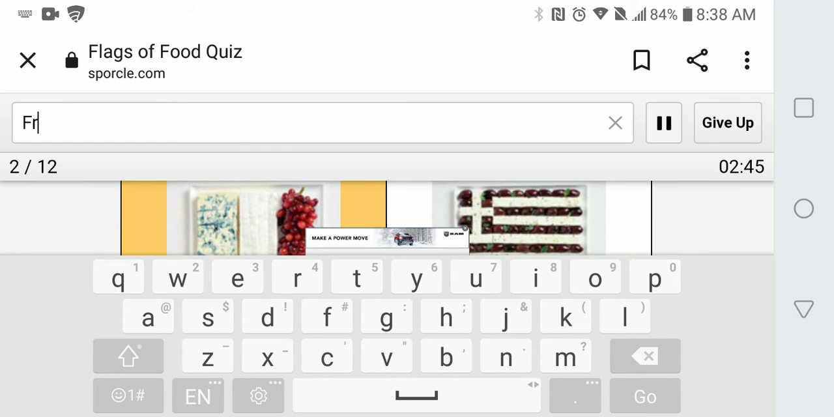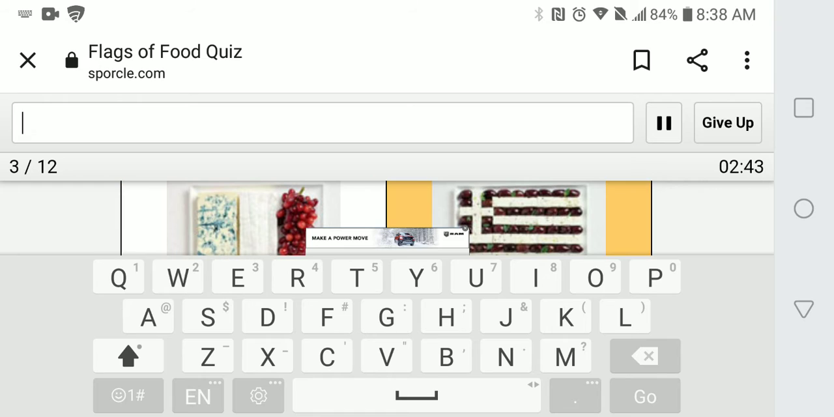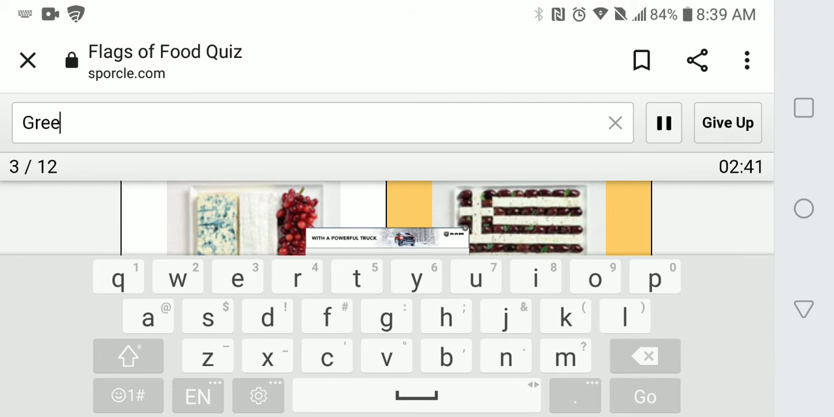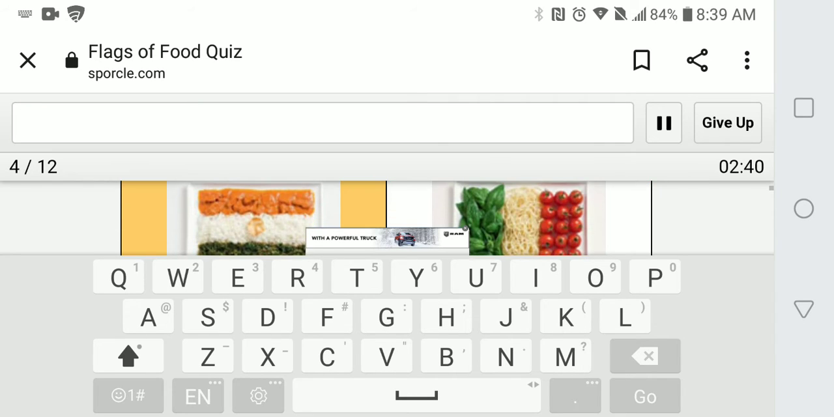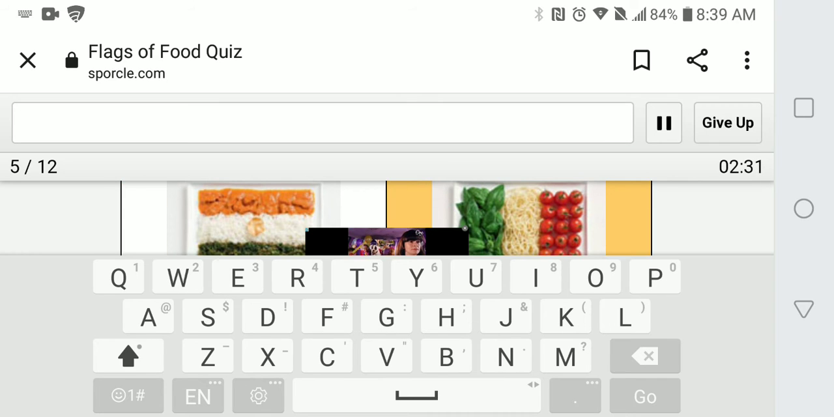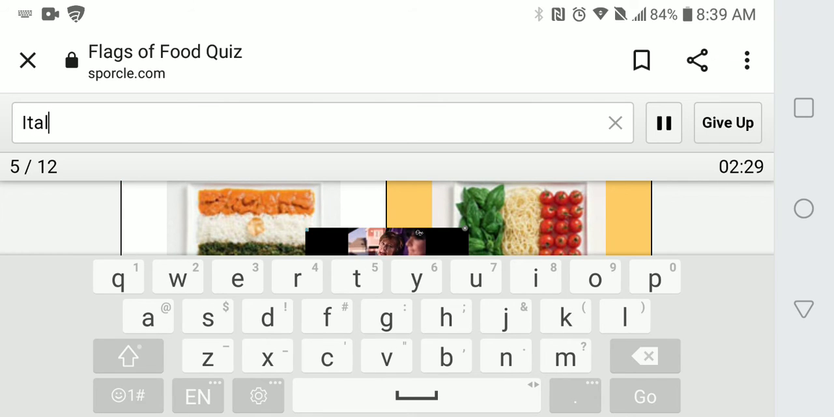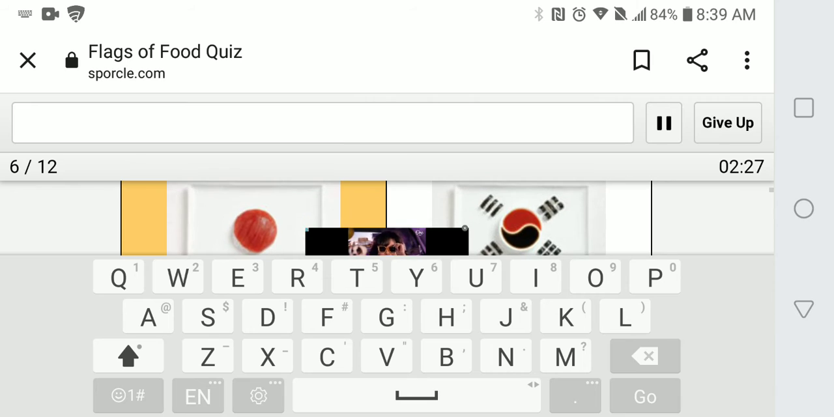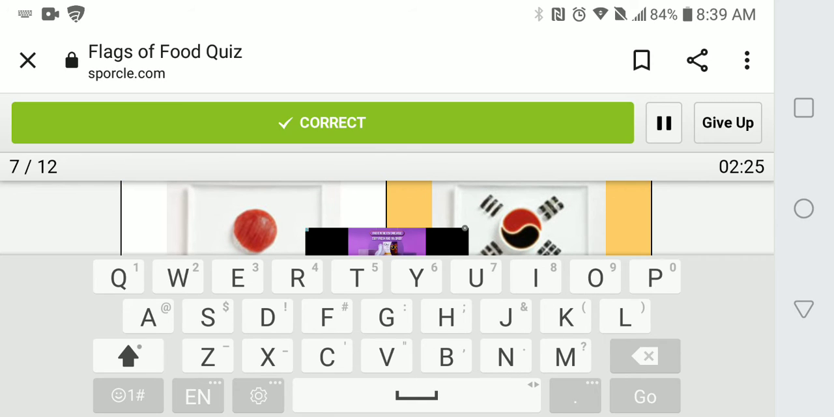Next one is France. This one is Greece. This one is India. No, I didn't spell it correctly. India, there. This one is Italy. Let's go. This one is easy, Japan.